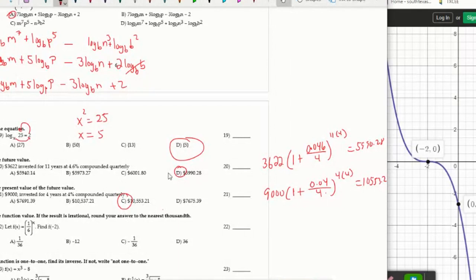I guess my calculator's rounding to the first decimal place. But that's got to be the answer.